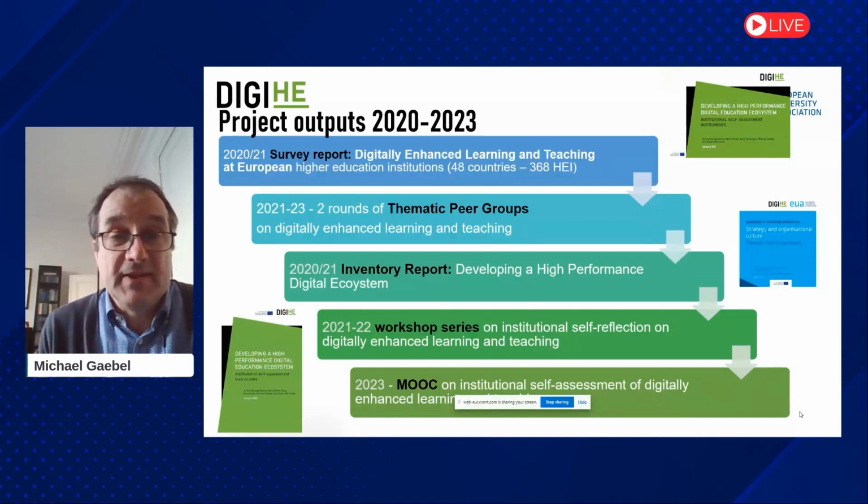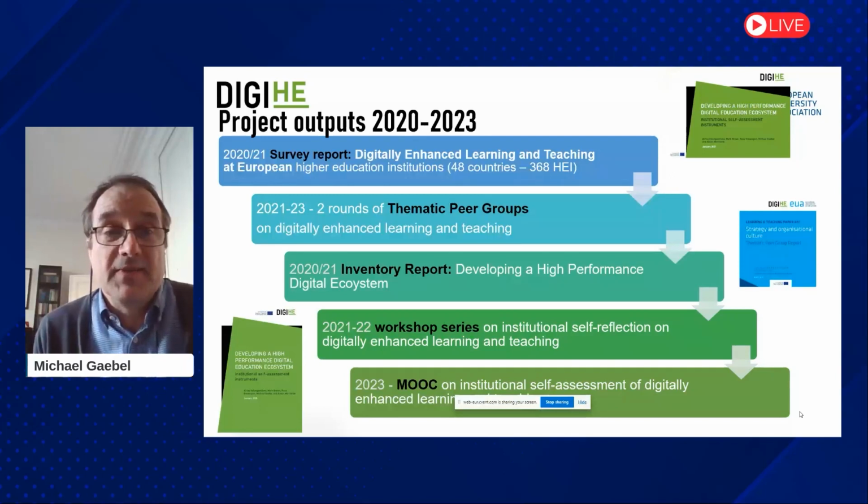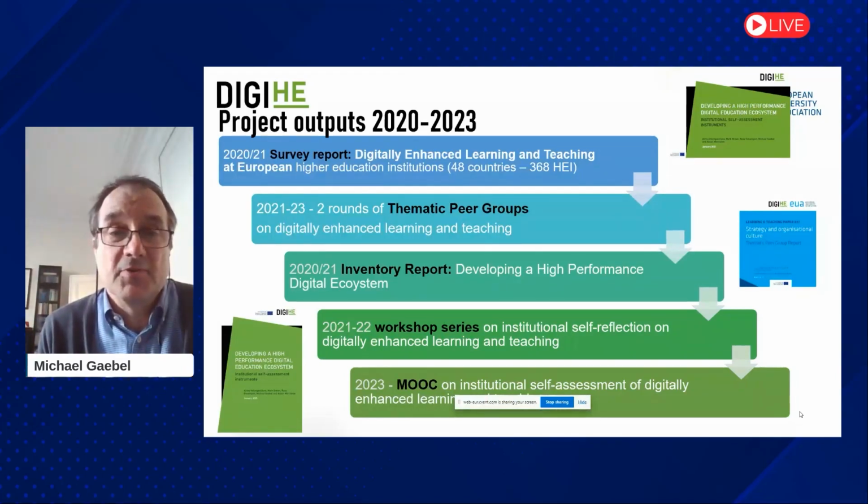The first thing that we did was actually we ran a survey report which created some data on the stage at which institutions are on learning and teaching. So we did this through a questionnaire and got good responses from 48 countries across Europe, more than 300 higher education institutions. That was also interesting because we had already done in 2013 a similar survey. So this created some longitudinal data.